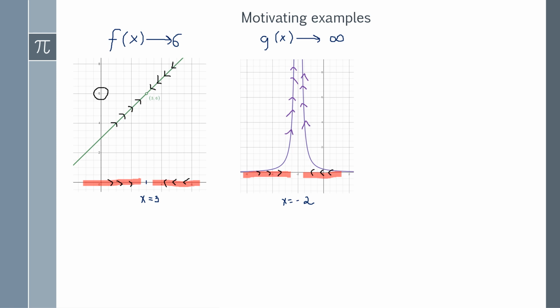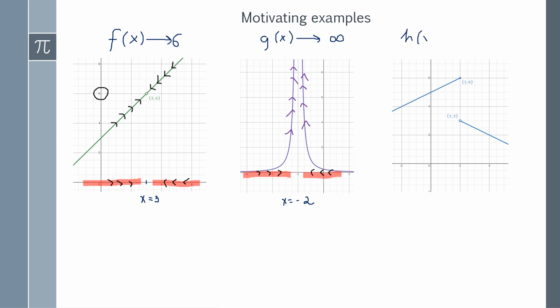Okay, so in the first example, we had a behavior of a function so that it was going to a finite number. And in the second example, that's where the two branches go into positive infinity. Let's take a look at one more example. So here is our last example for this slide. We have a function that's piecewise defined. Let's go ahead and give it a name. So h of x over here, okay?